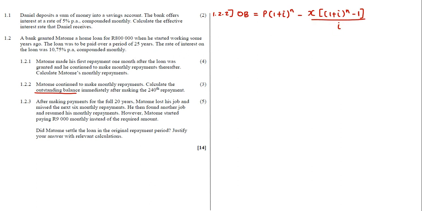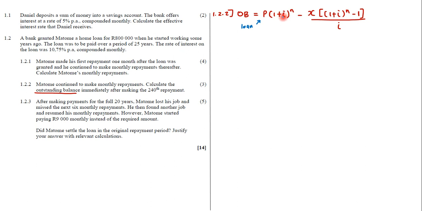Okay, so let's go ahead and explain exactly how this thing works. First of all, you won't get this in the formula sheet, so you must be able to remember it, right? It's a compound minus future value, right? Now, in this compound, this value for P is the loan that they gave you, right? So in this case, it is the 800,000 rand.